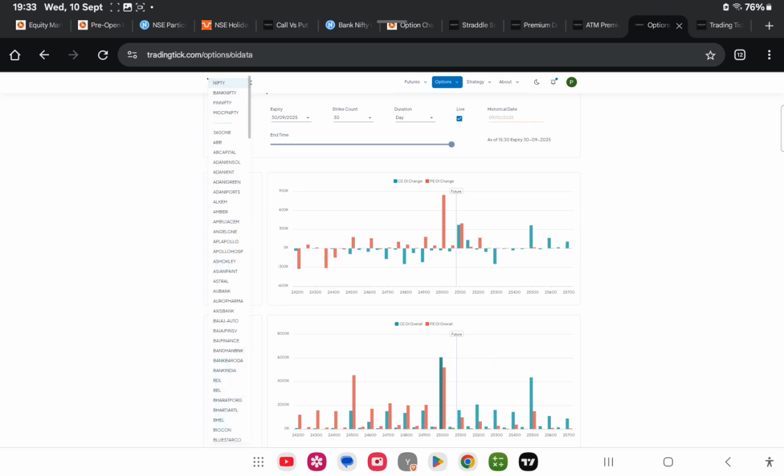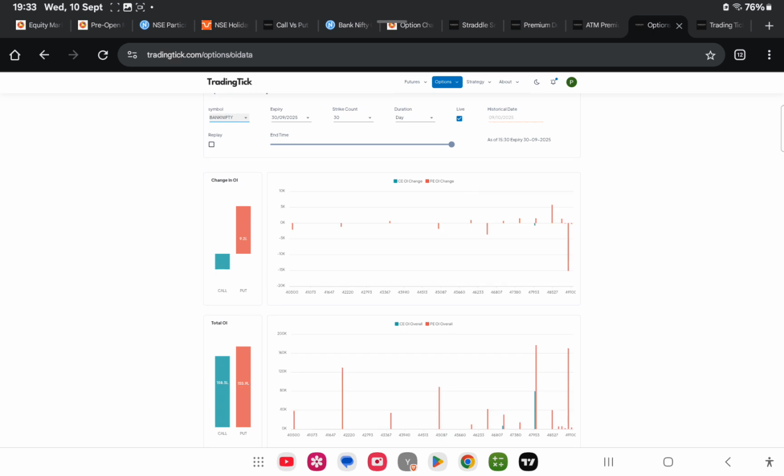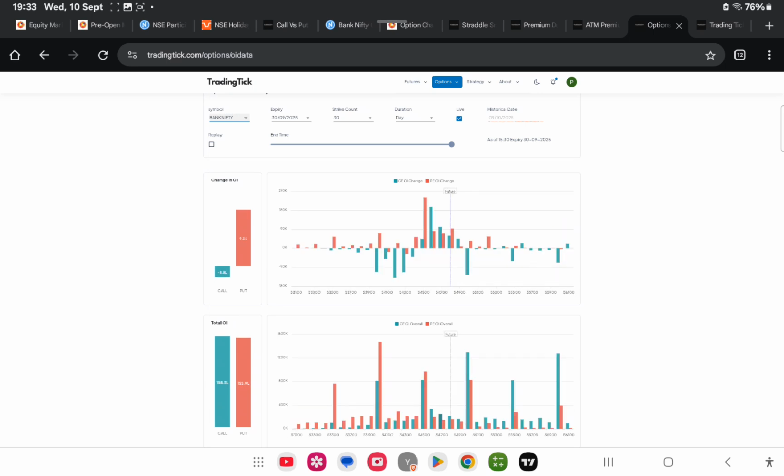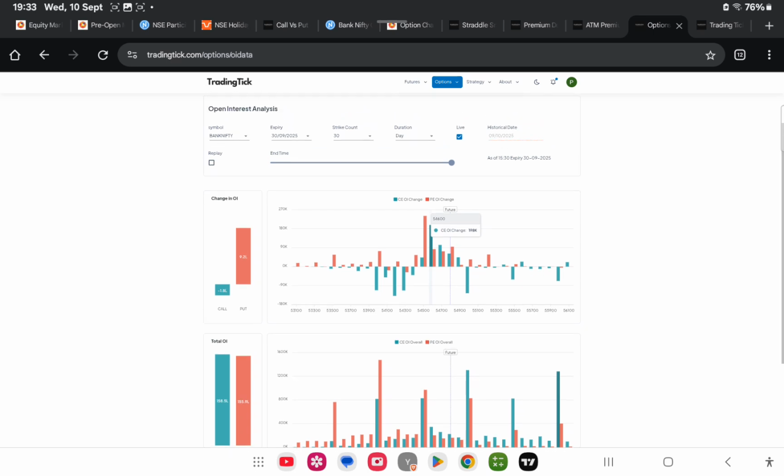Now we'll check for Bank Nifty. For Bank Nifty, the seller straddle area was built equally with the step count of 500, as you could clearly see: 54,000, 54,500, 55,000, 55,500, and of course 56,000. So equally it has been built up. For today the straddle range is 54,600. Okay, so that's it guys.